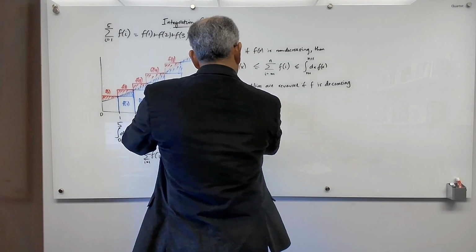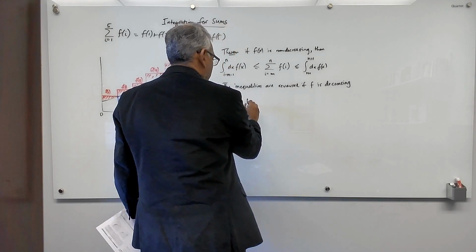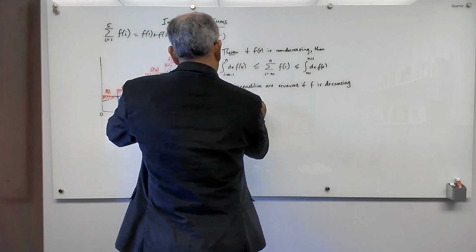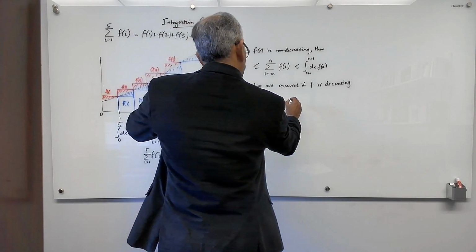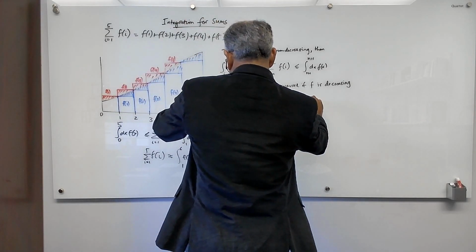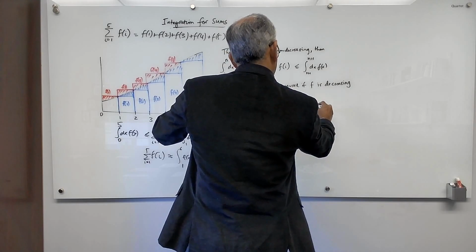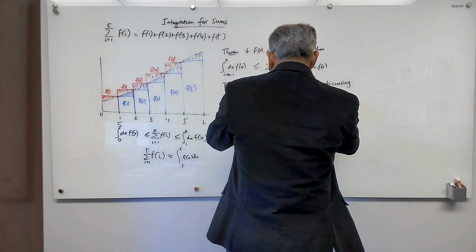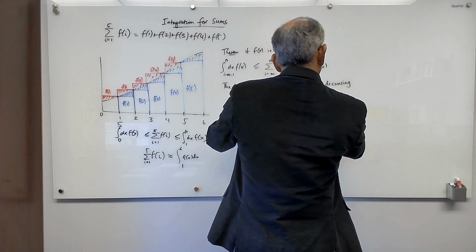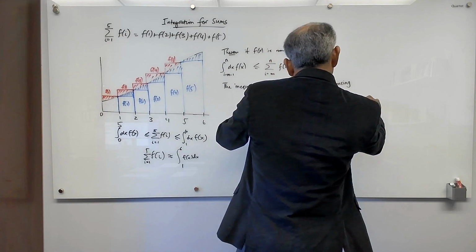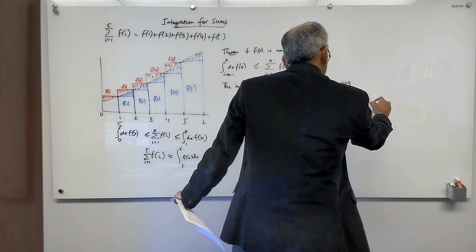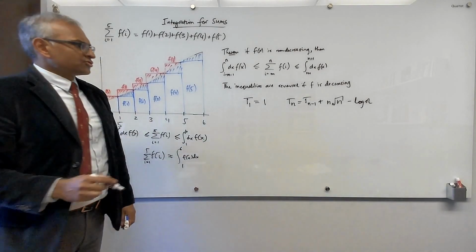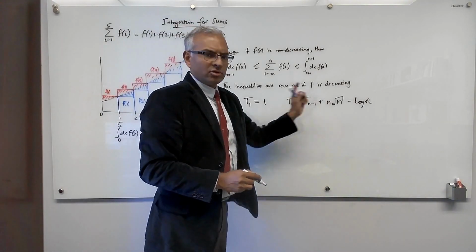Let's suppose that you have an algorithm whose running time on an input of size 1 is 1, and the running time on n is equal to the running time on n minus 1, so it's a recursive function, plus you do an extra amount of work, n root n minus log n. Just to show you how we analyze recursions, let's unfold this recurrence.